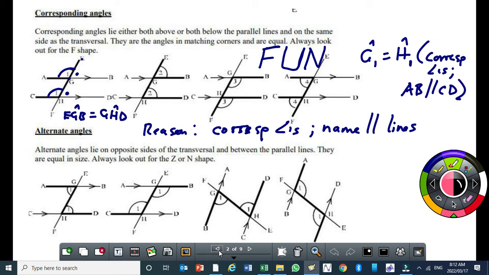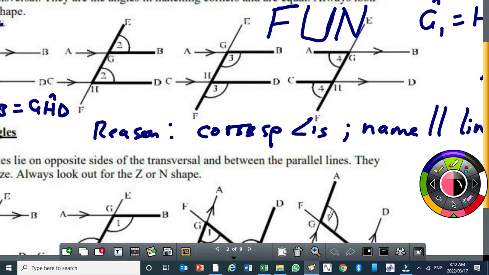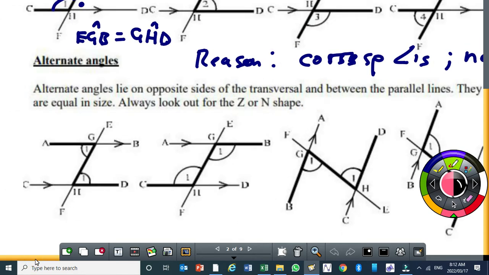So here, let me just zoom this. Right, so in this diagram here, we have line AB, which is parallel to CD. Then we have our transversal EF or FE. Now this angle G1 is going to be equal to H1, and we call those angles alternate angles.